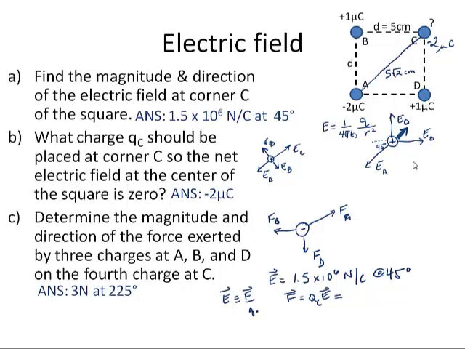So remember, electric fields are defined in the direction of a positive test charge, whereas when we actually put a negative test charge in that location, the force is going to be in a direction opposite the electric field. So ultimately, this particle is going to feel a force of 3 newtons at an angle of 45 degrees below the negative x-axis.